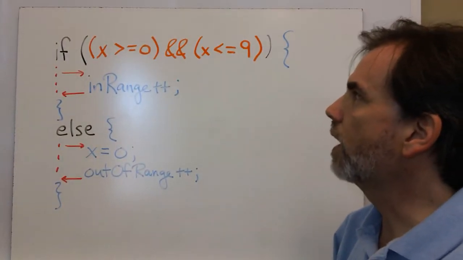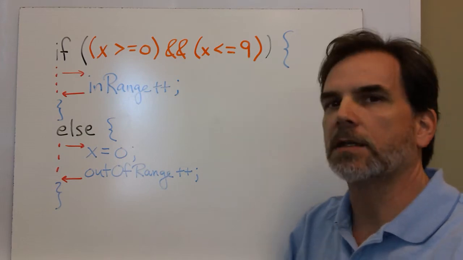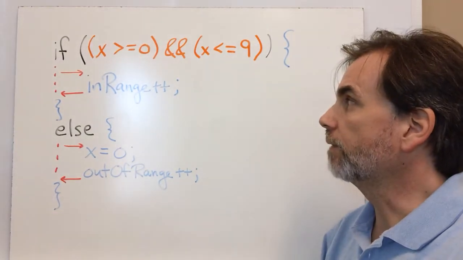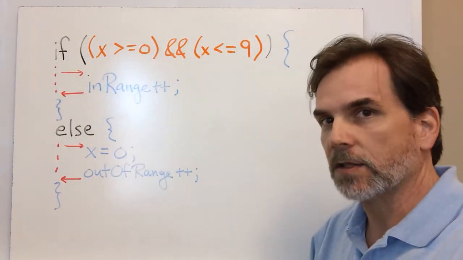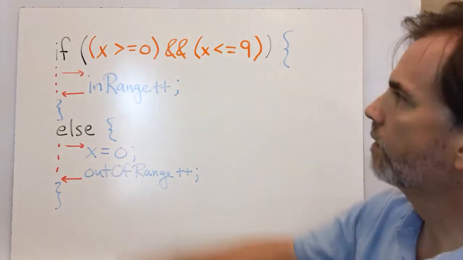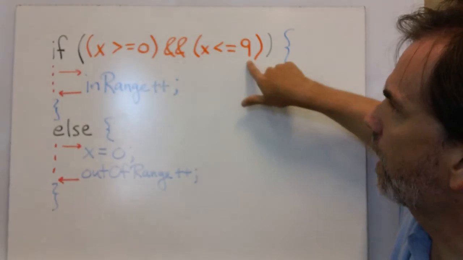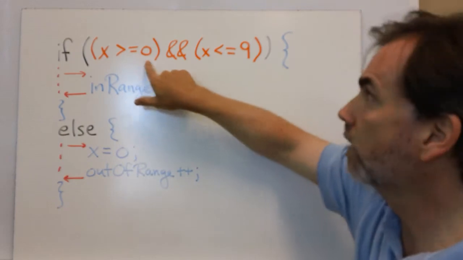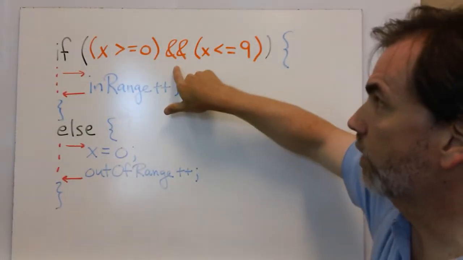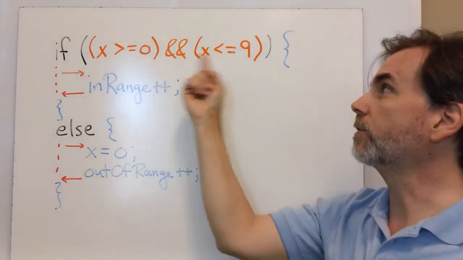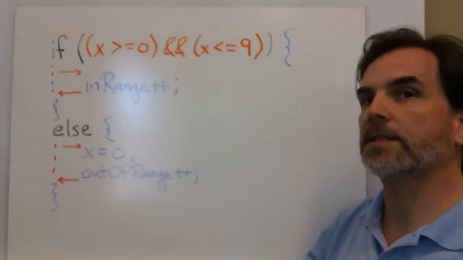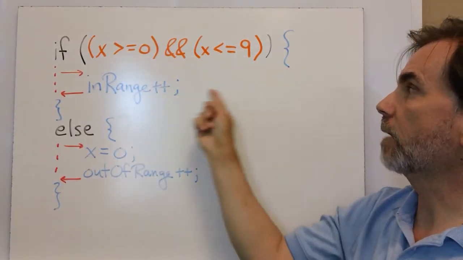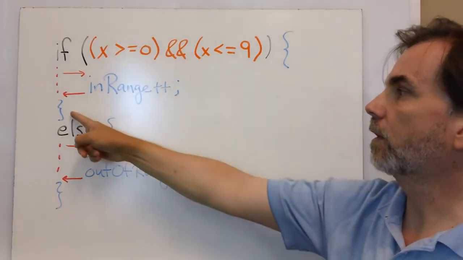Here's an example. I want to count the number of times that the value of x falls within the range of 0 to 9. And if it falls outside that range, I want to bring it into that range and then count that as well. So here's my condition. This is a more complicated expression than we had before. We have two sub-expressions, x greater than or equal to 0 and x less than or equal to 9. And we combine them with a logical AND. So if both of these are true, then I know that x is within the range of 0 to 9 inclusive. So if that's true, I execute this statement, in range plus plus.